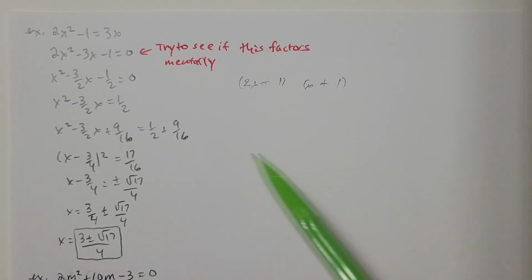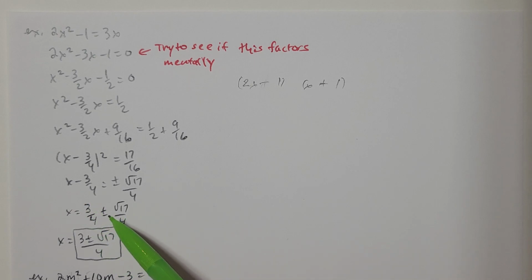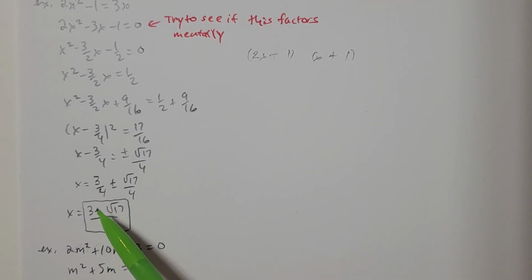Then the next thing would be to add 3/4 to both sides. So x is 3/4 plus or minus the square root of 17 over 4. Or if I write that as a single fraction, I got x equals 3 plus or minus the square root of 17, all over 4.